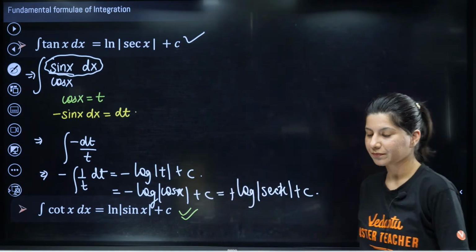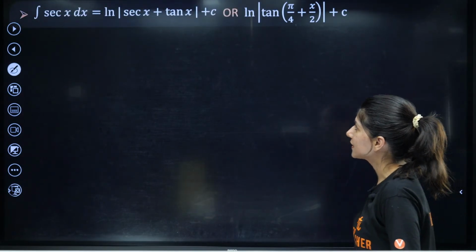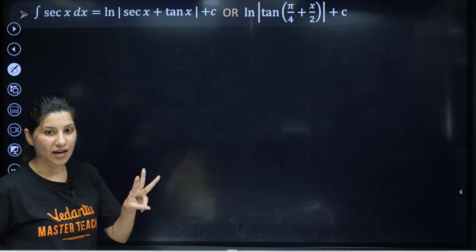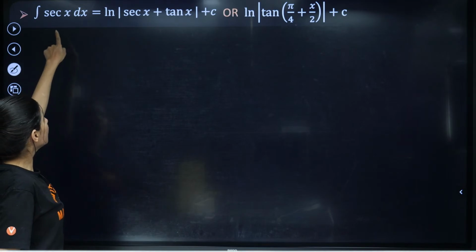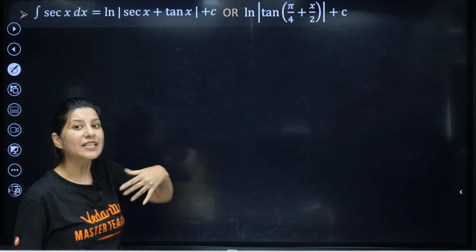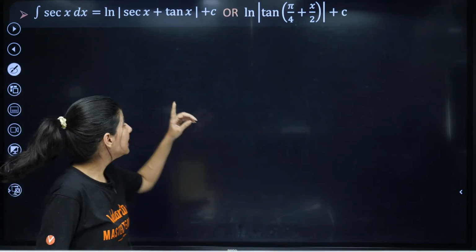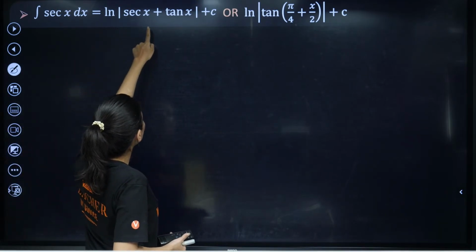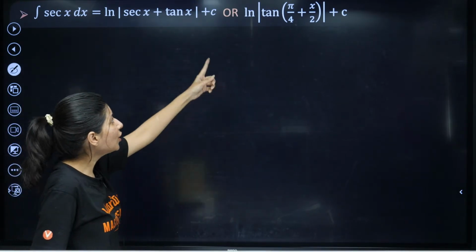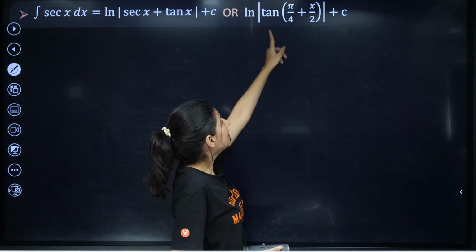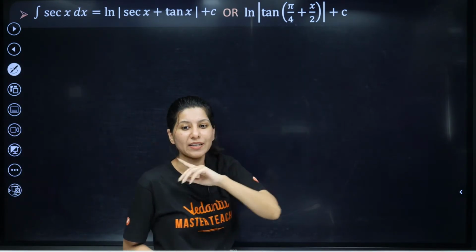Okay. Now the third formula, integration of sec x. Integration of sec x is a little bit different. Integration of sec x is log of mod of sec x plus tan x, or you can say log of mod of tan of pi by 4 plus x by 2.